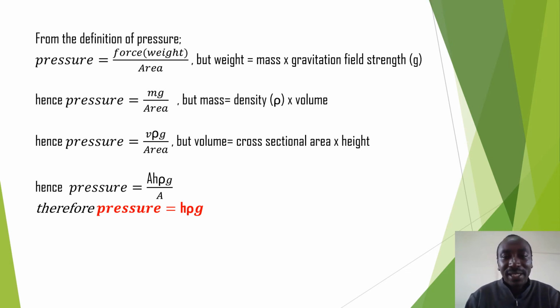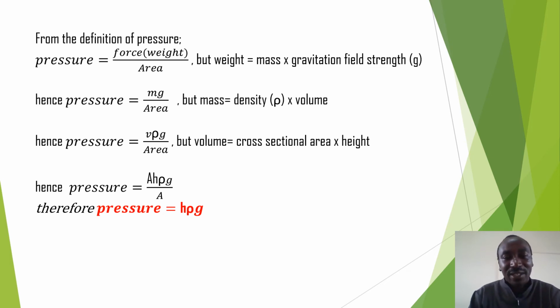We can replace, and hence we get pressure is equal to mass times gravitation, which is weight over area. But we know that mass is equal to density times volume. So we can say that pressure is equal to volume times density times gravitational force over area. But the volume of all objects or all shapes is equal to cross-sectional area times height.